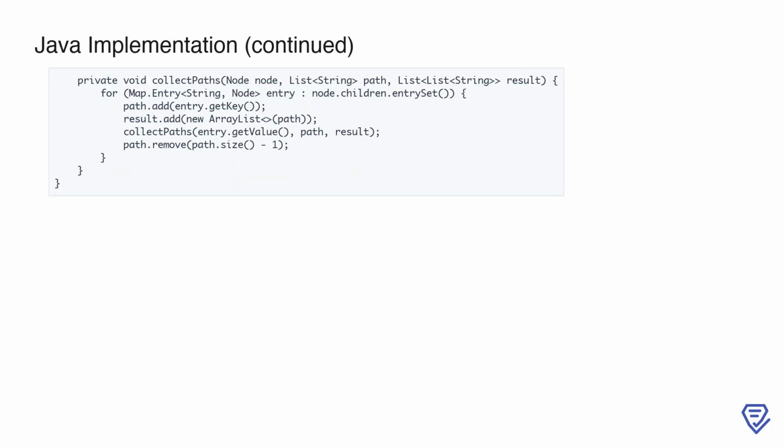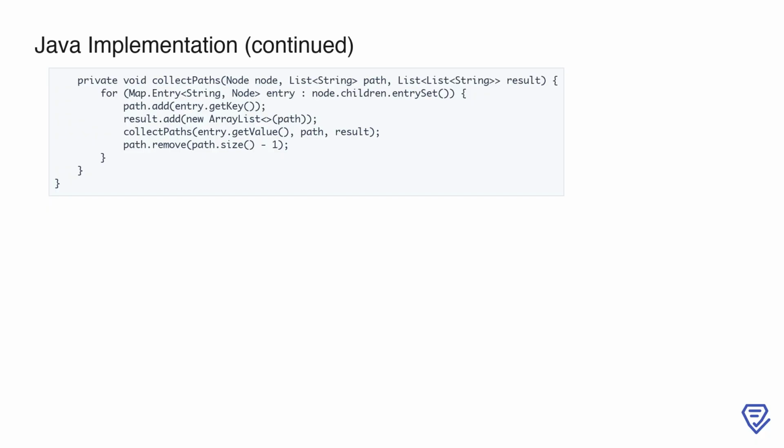The collectPaths method is designed to rebuild the list of folder paths from the clean tree. It uses a depth-first traversal approach, iterating through each node's children. For every child, the folder name is added to the current path, and the path is added to the result list as a new entry. The method then recursively processes the child node, exploring deeper levels of the folder structure.